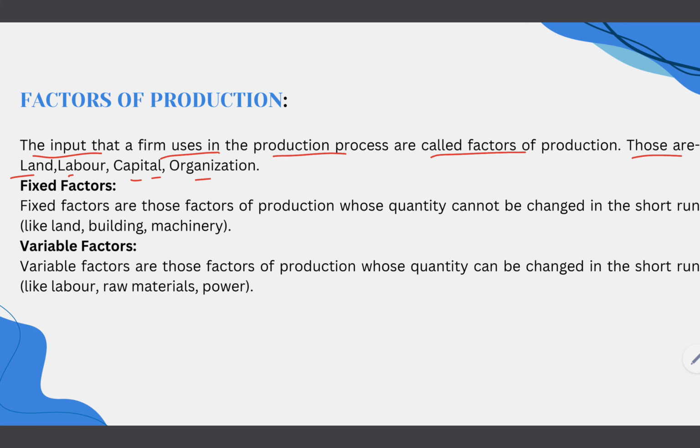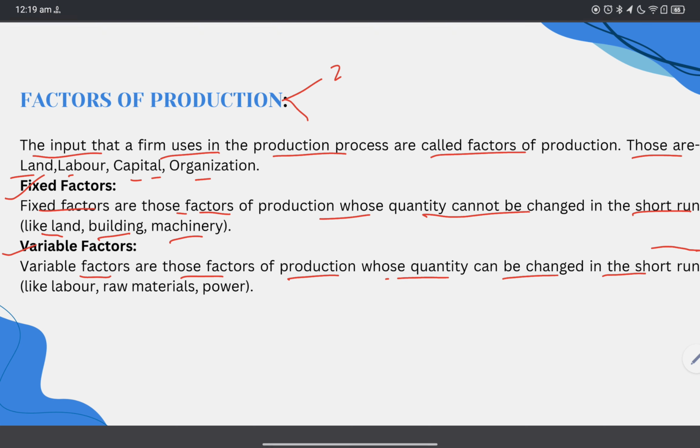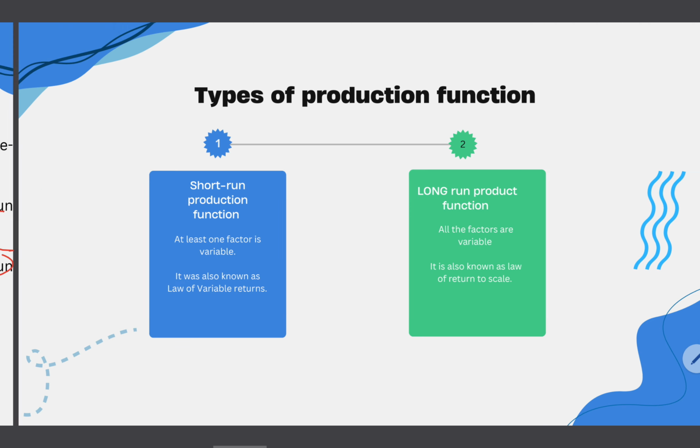These factors of production are divided into two parts. One is fixed factor and another is variable factor. Fixed factors are those factors of production whose quantity cannot be changed in the short run, like land, building, and machinery. And what is a variable factor? Variable factors are those factors of production whose quantity can be changed in the short run. So those factors are changeable in the short-run time period. We call them variable factors. What are those? Like labor, raw material, and power.